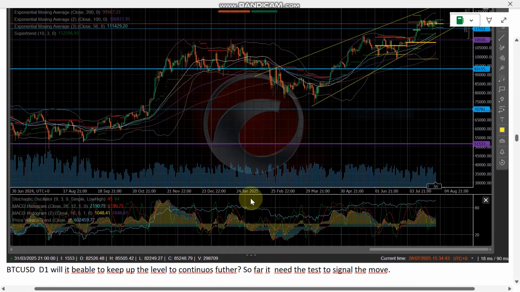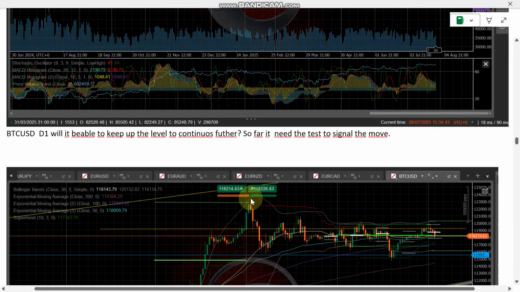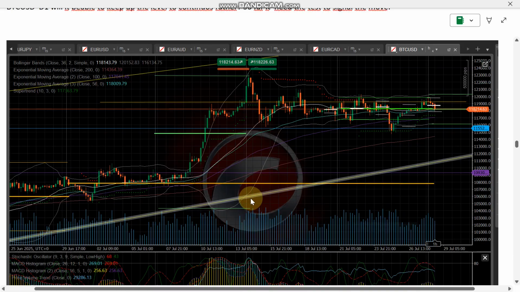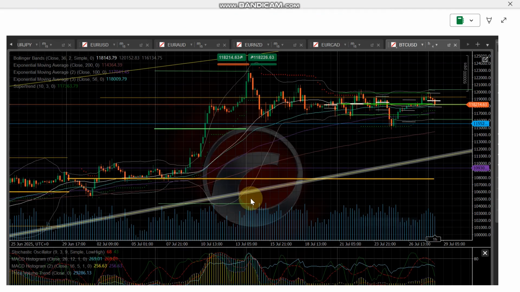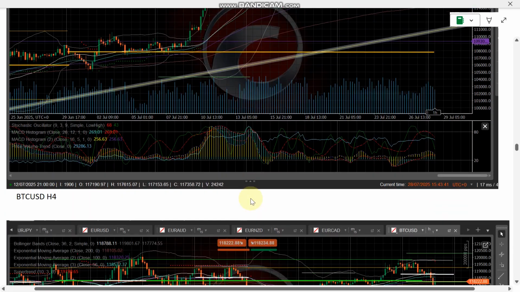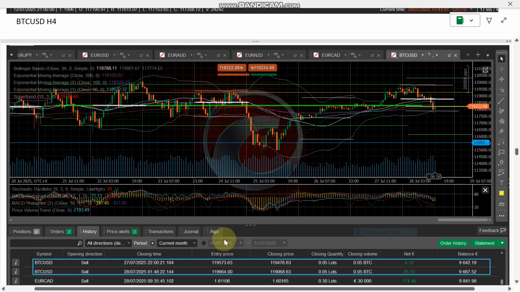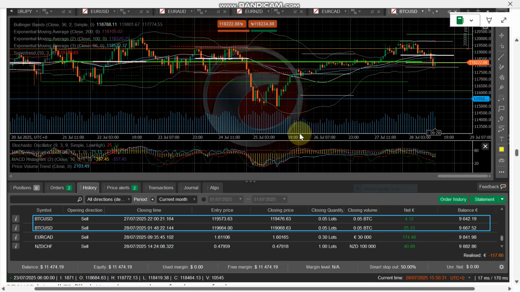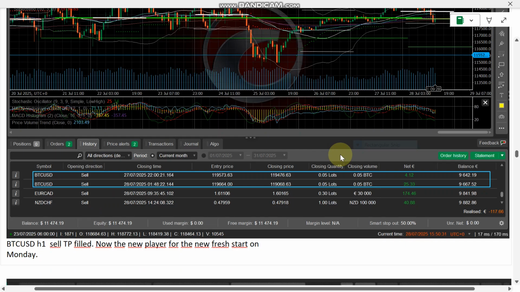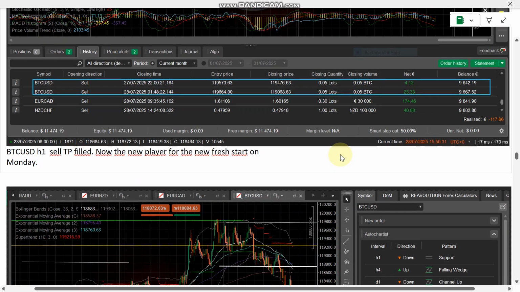Bitcoin hit. It's good. Bitcoin 1 hour on a sideways market. Bitcoin sell, working, hit. History also: Euro CAD, New Zealand, Swiss franc, also profit hit.